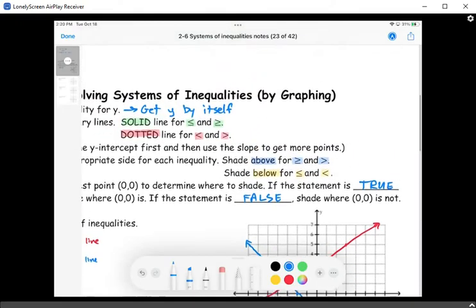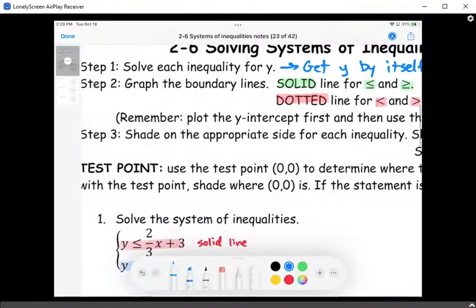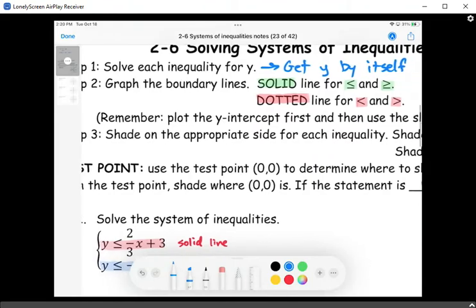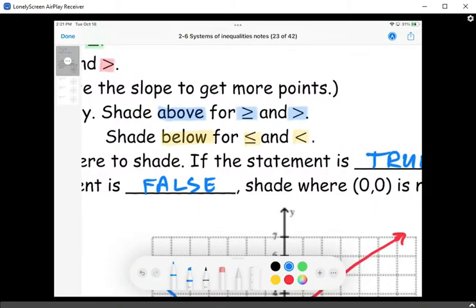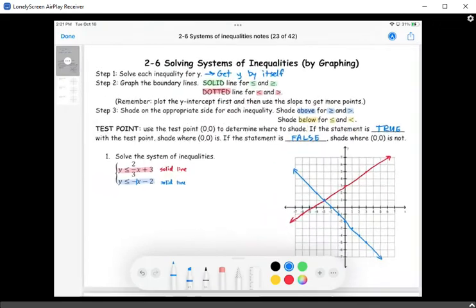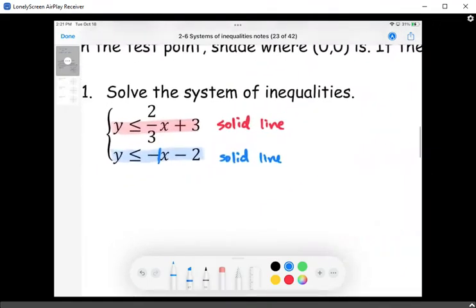Move on over to step number 3 now. Step number 3 says to shade on the appropriate side. We're going to shade above the line if it's greater than. We're going to shade below the line if our symbol is less than. So we look at both of these. Our top one in red, that is a less than symbol, so we'll shade below. And the bottom one in blue is also a less than symbol, so we will also shade it below the line.